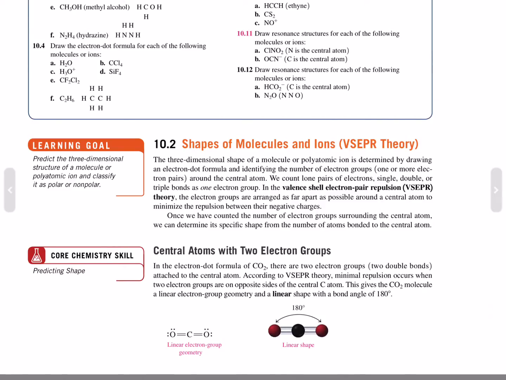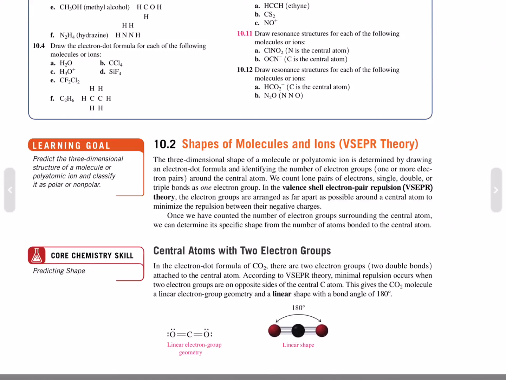In the valence shell electron pair repulsion theory, or VSEPR theory, the electron groups are arranged as far apart as possible around a central atom to minimize the repulsion between their negative charges. Once we have counted the number of electron groups surrounding the central atom, we can determine its specific shape from the number of atoms bonded to the central atom.